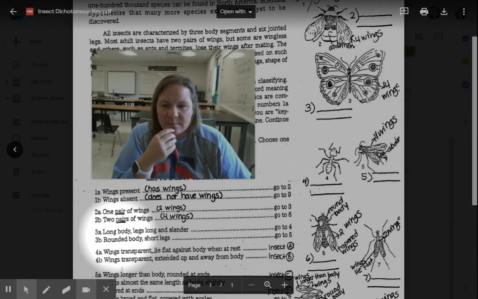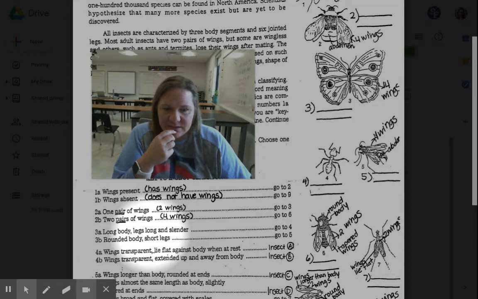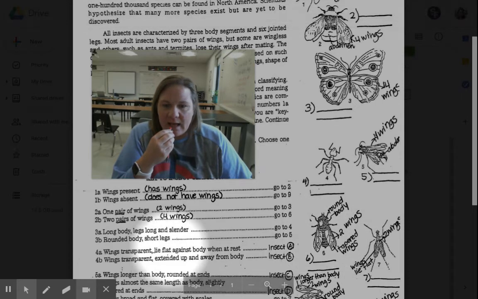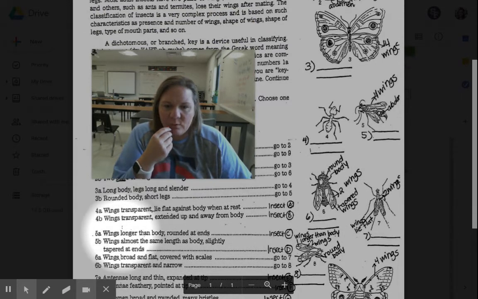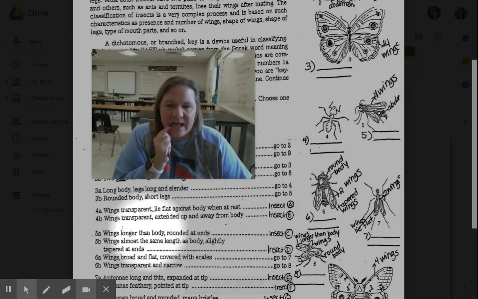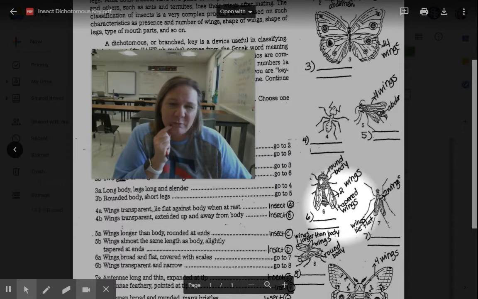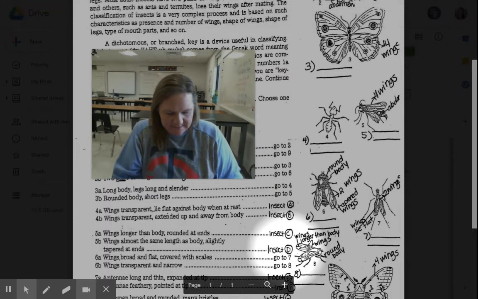Does it have a long body and long, slender legs, or a rounded body and short legs? It has a round body, so we go to 5. Wings are longer than the body and rounded at ends, or wings are the same length as body and tapered at ends. That's why I put the note in here for the tapered wings. Number 6 is insect D.